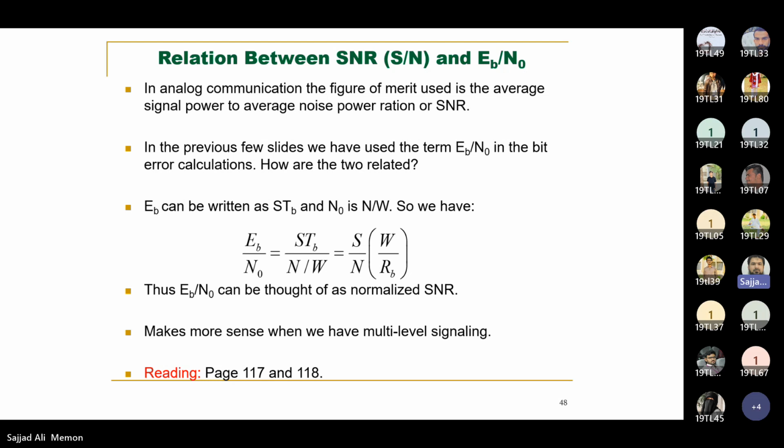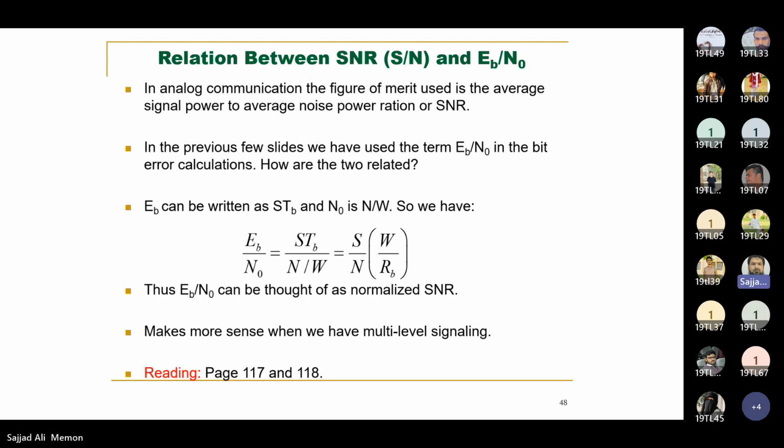So we can replace EB by S·TB, and N0 by N over W, and TB is equal to 1 over RB, and W will be in the numerator. So that is SW by N·RB. Thus EB/N0 can be thought of as normalized SNR.